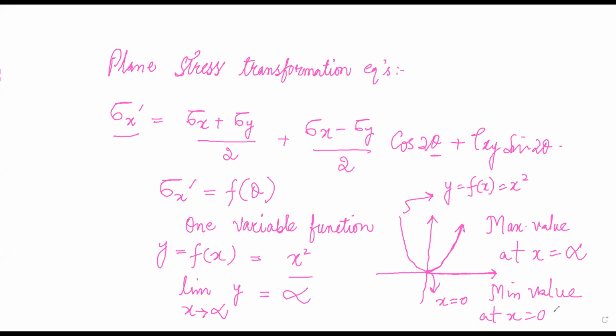Before we find the maximum and the minimum value, what is very important for us to learn is, when we say at a particular value of theta, let me call that theta 1, my function sigma x prime has a minimum value. And at another value of theta, that is theta 2, my function sigma x prime has a maximum value.